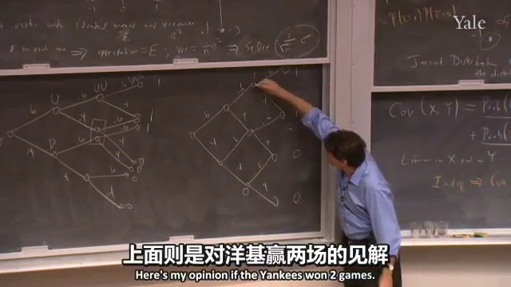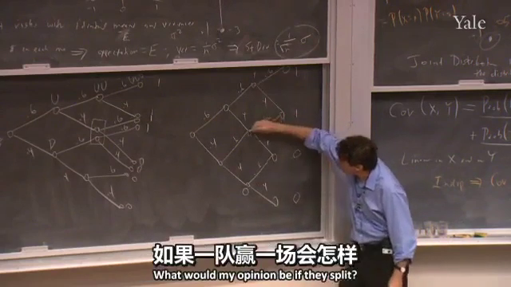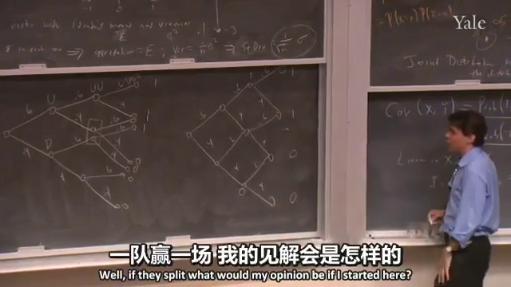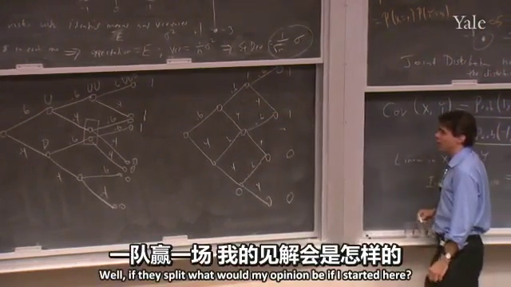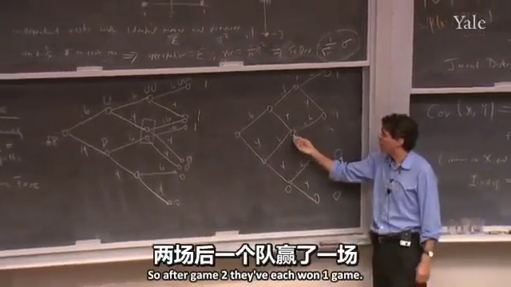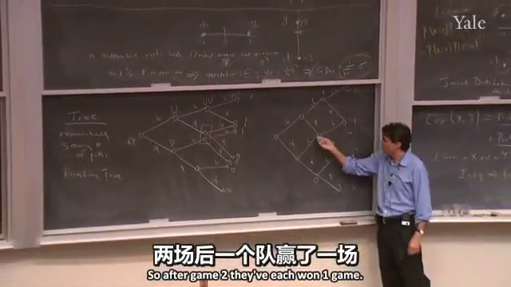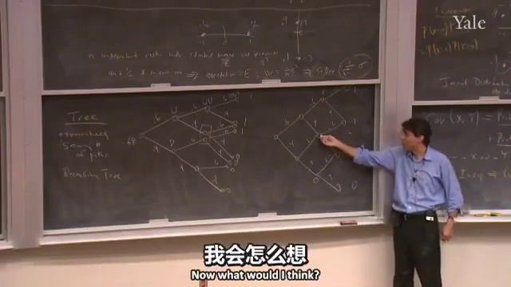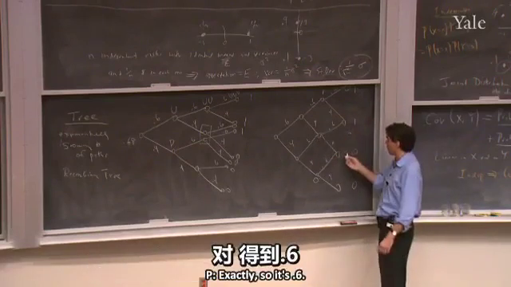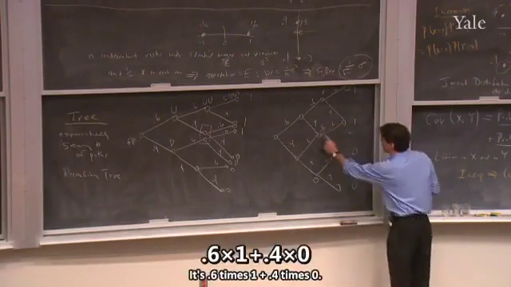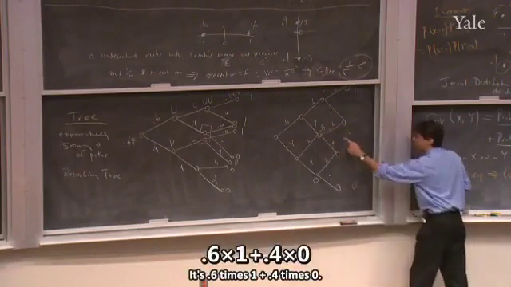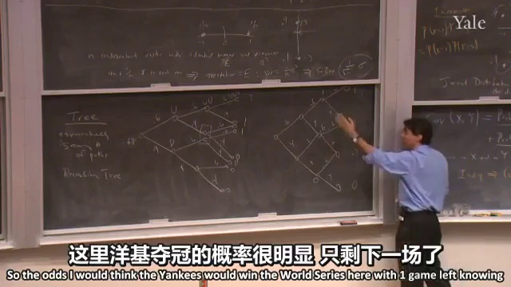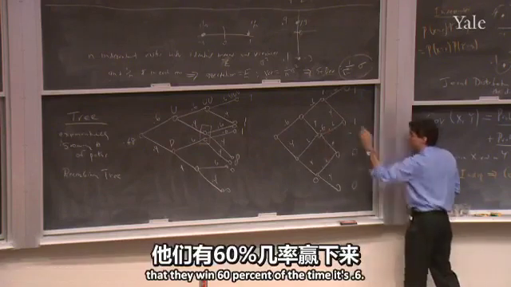Here's my opinion if the Yankees won 2 games. What would my opinion be if they split? Well, if they split, what would my opinion be? If I started here, so after game 2, they've each won 1 game. I don't know who won the first one, but it was 1-1 after 2 games. Now what would I think? Exactly. So it's 0.6 times 1 plus 0.4 times 0. So the odds, I would think, the Yankees would win the World Series here with 1 game left, knowing that they win 60% of the time, it's 0.6.